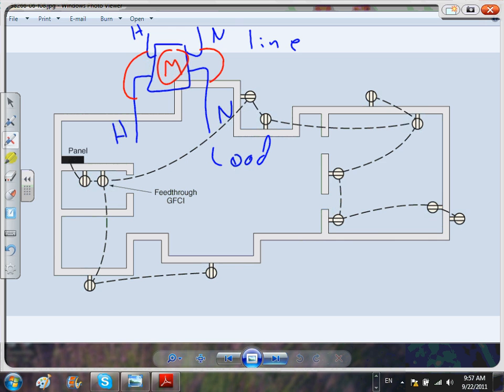Okay, that's feed through GFCI protection, guys. You grab a GFCI and you feed all the rest of them from it. Cheaper installation. What's the disadvantage? I always use this example.